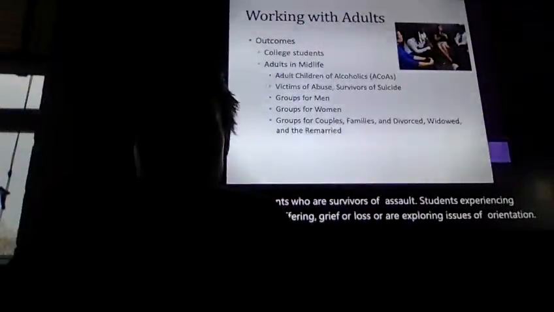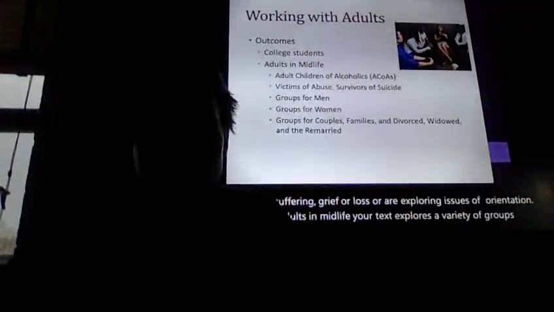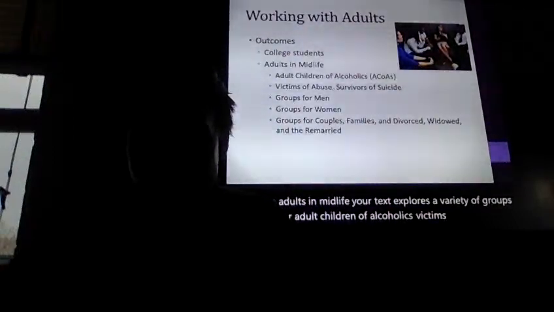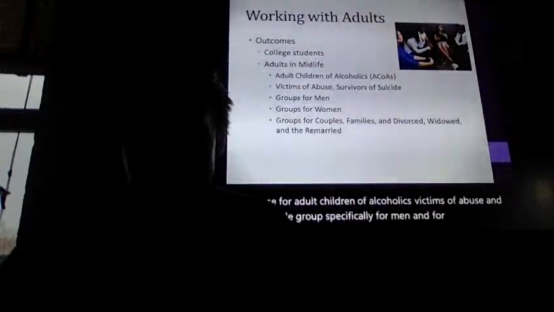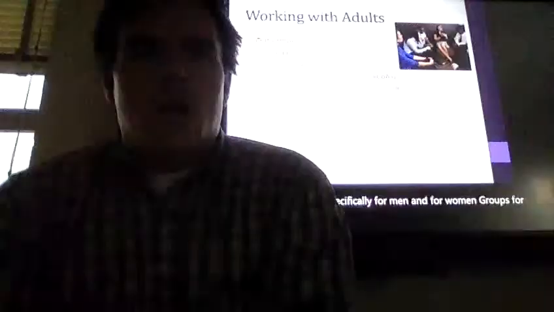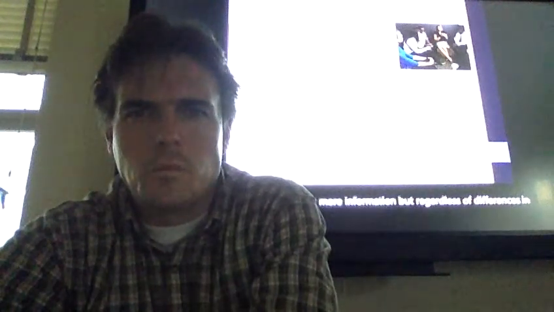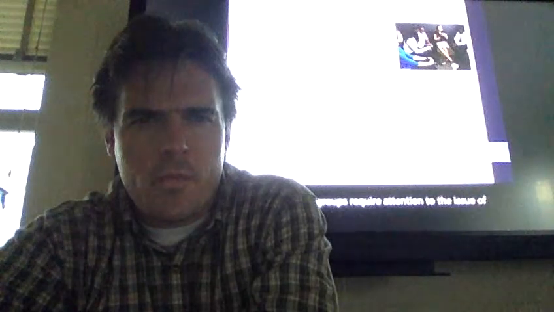With respect to adults in midlife, your text explores a variety of groups, including those for adult children of alcoholics, victims of abuse and survivors of suicide, groups specifically for men and for women, groups for couples, families, and people who are divorced, widowed, and remarried. You can refer to your text for more information, but regardless of differences in the specifics, all of these groups require attention to the issue of membership, structure, goals, and evaluation that we've been exploring in the past weeks.